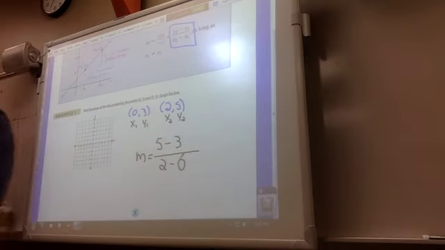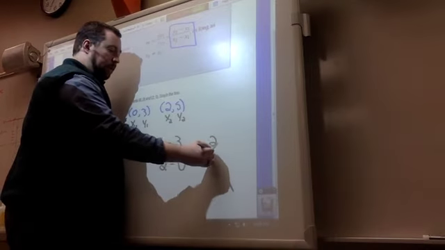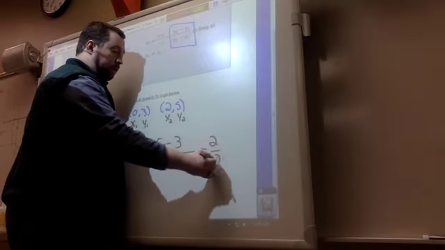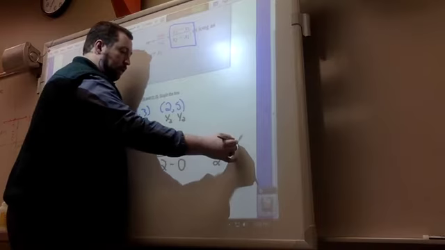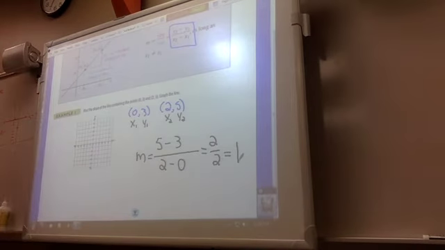So do they cancel out or? Mm-hmm. So 5 minus 3 is 2. 2 minus 0 is 2. So that'd be 2 over 2. So I'd say my slope is 1. Or you could say it's 1 over 1.